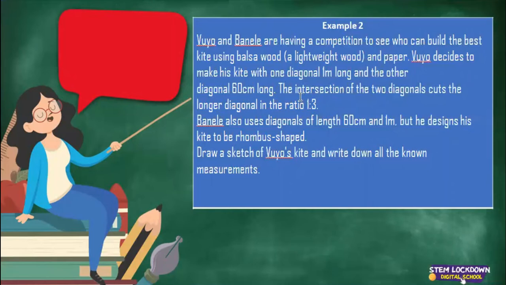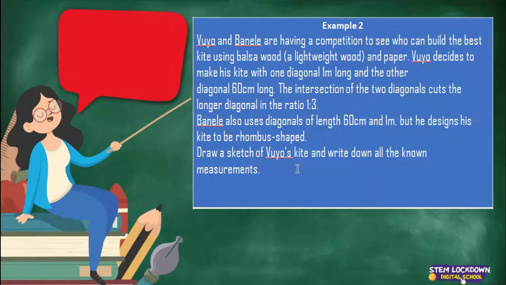Now the intersection of the two diagonals cuts the longer diagonal in the ratio 1:3. Now Bannerless also used diagonals of length 60 centimeters and 1 meter, but he designs his kite in a rhombus shape.